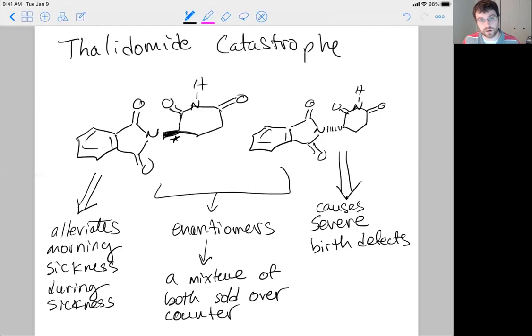Disappointing, right? Well, we didn't know that much at the time about the bad actor here. We didn't know as much about the severe birth defects. Plus, this was before a time when the FDA was so strictly regulating drugs. These were sold over the counter, especially right after World War II.